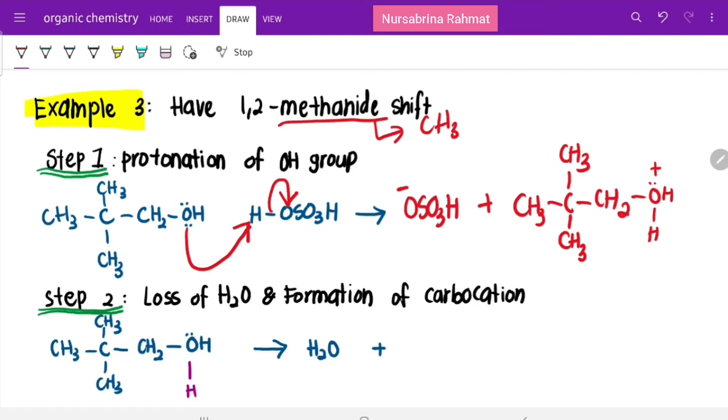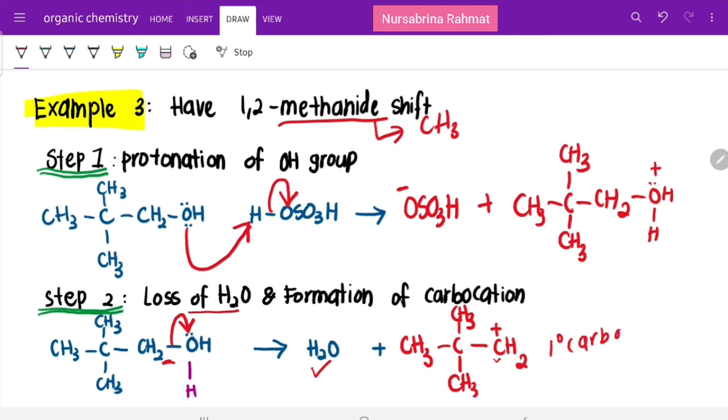Okay, so next step, from the protonated alcohol we are losing water so that we can form a carbocation. The bond between this carbon and oxygen in your alcohol will break heterolytically. So we are losing water and we are making a carbocation. In this one we are actually making a primary carbocation because the carbon with the plus charge is directly bound to only one carbon, so this is a 1 degree carbocation.